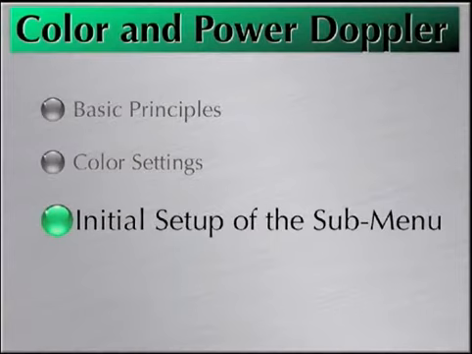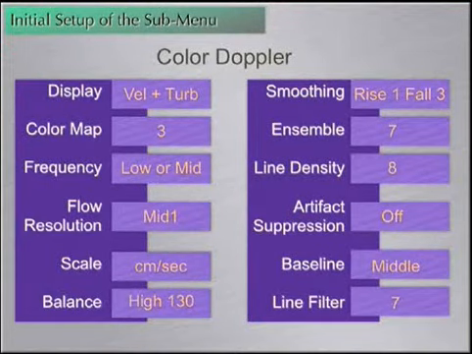Let's now review examples of settings for the submenu for color, HD power, and power Doppler ultrasound. This table lists the settings that I prefer for the submenu when using color Doppler ultrasound. Let's review these settings. Display, velocity and turbulence.